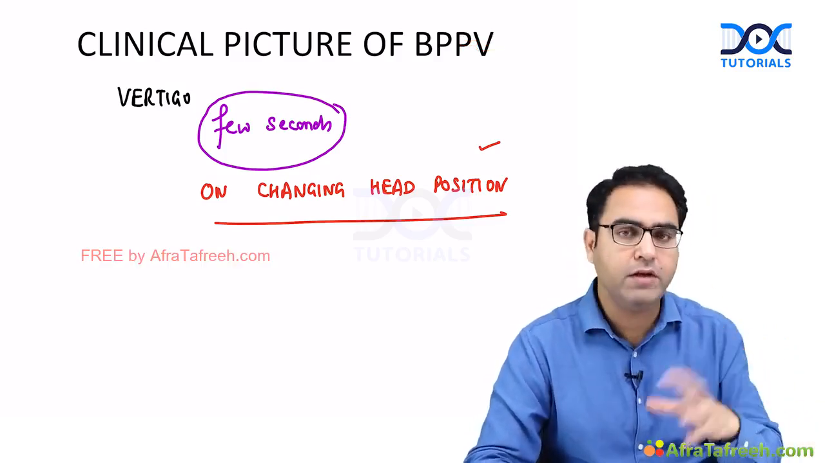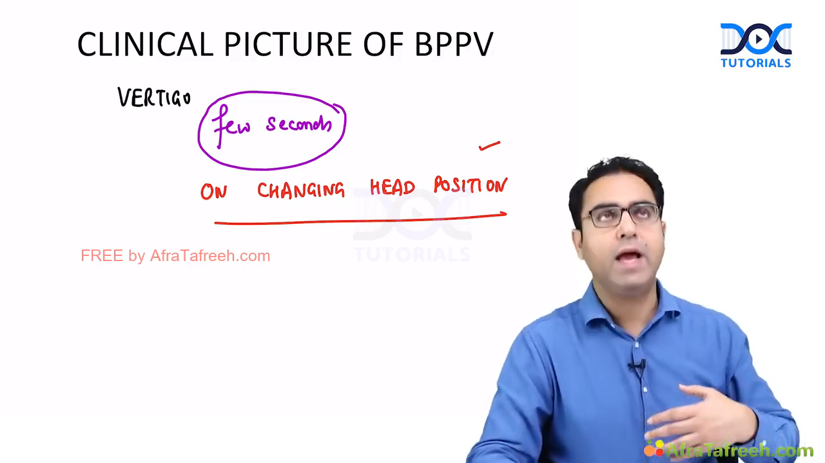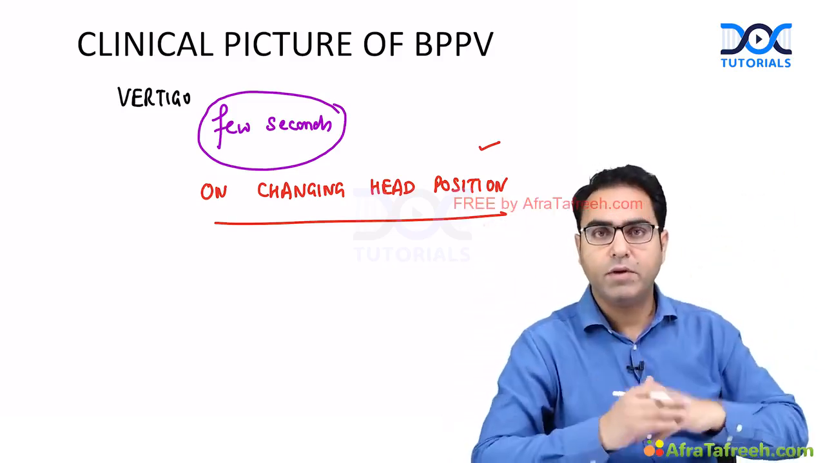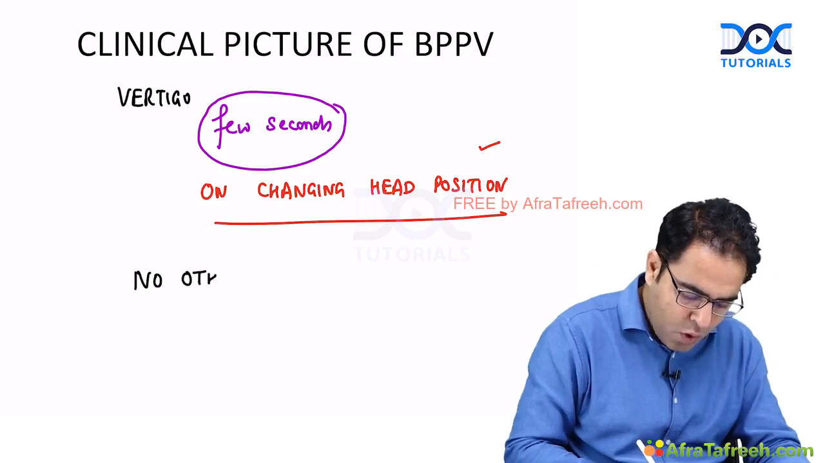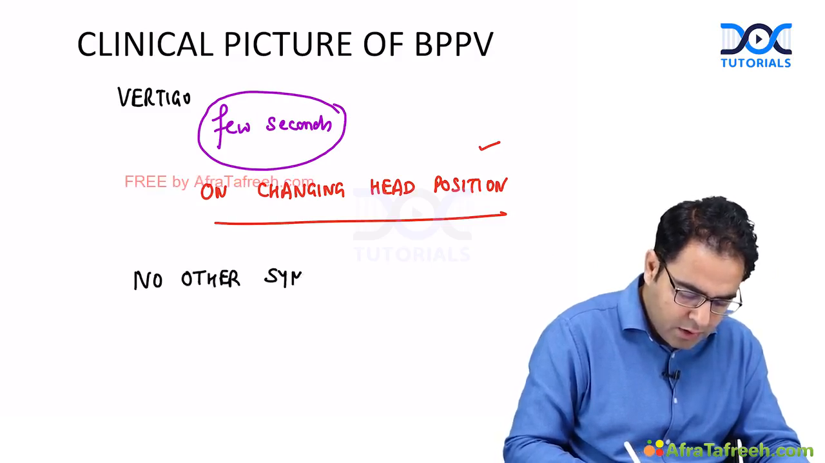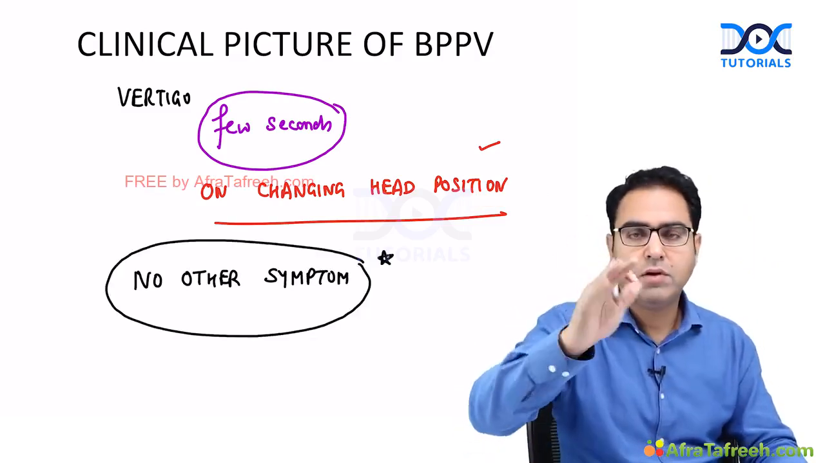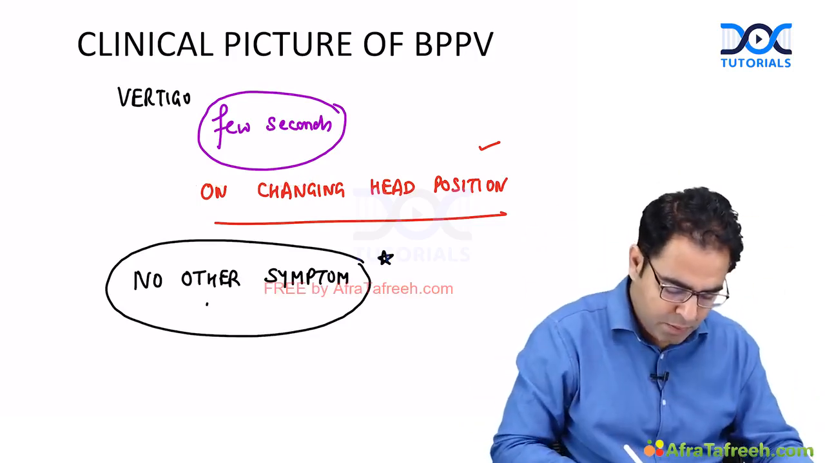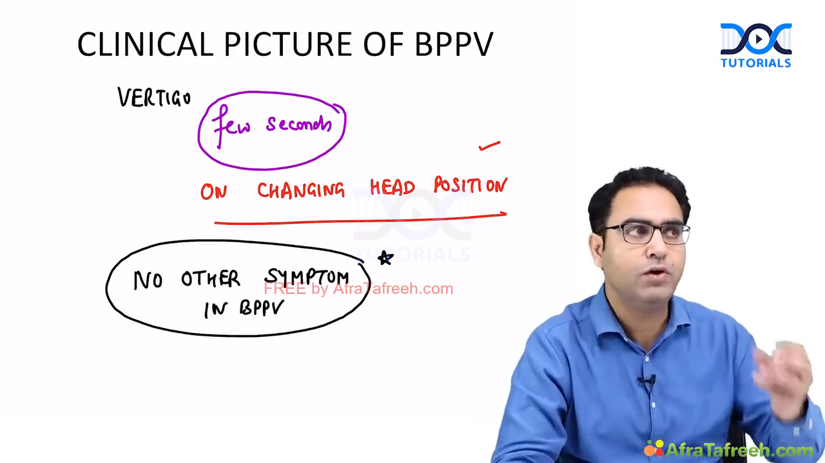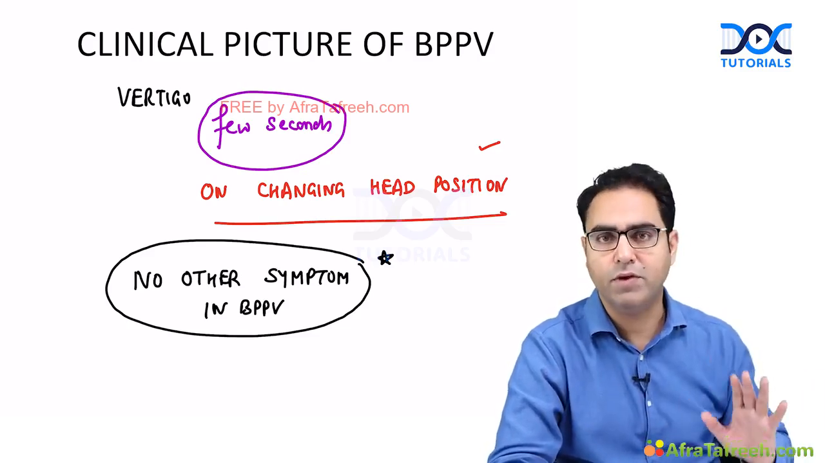So the common thing is, the patient says, doctor, when I change the position of my head, I feel vertigo. When I'm sitting down, I lie down and suddenly everything starts rotating. But for a few seconds. The important point is, there is no other symptom in BPPV. No hearing loss, no tinnitus, nothing. Please do remember, in BPPV, V is vertigo. It's only vertigo, and that too for a few seconds. Otherwise, there is no other symptom of any other type in BPPV.